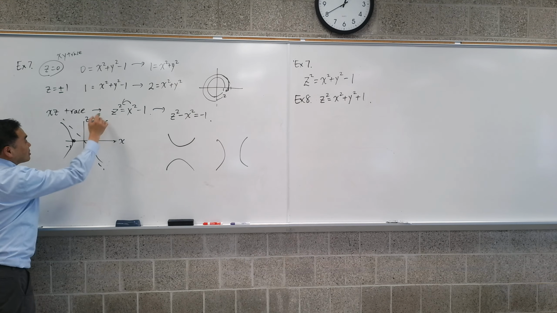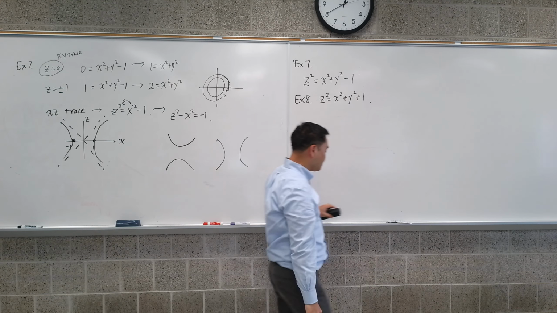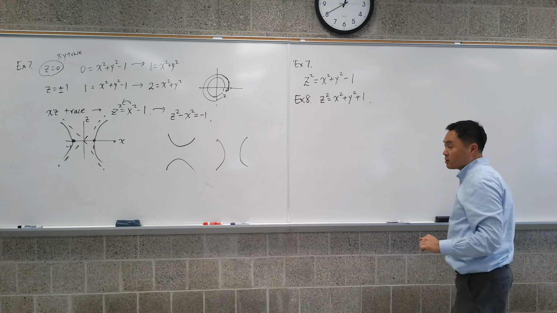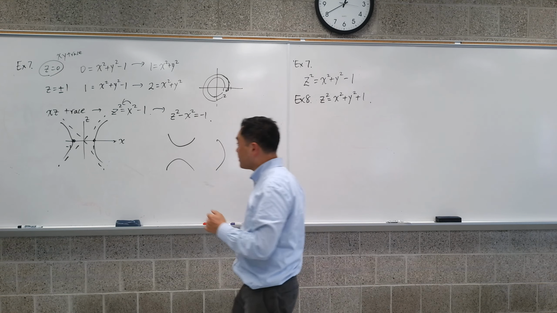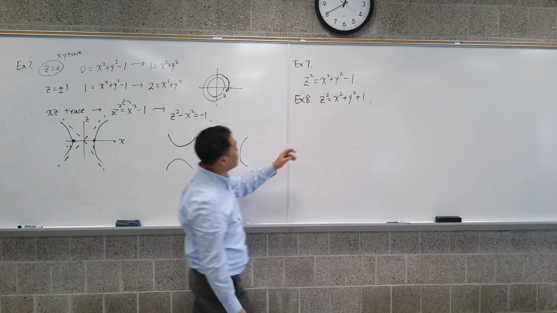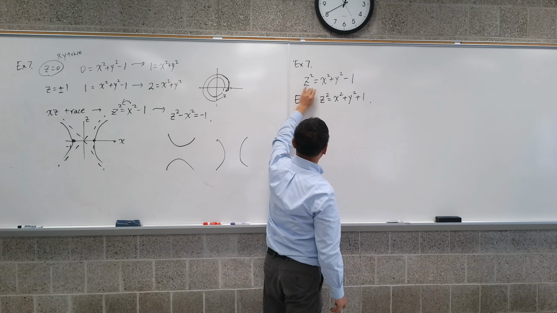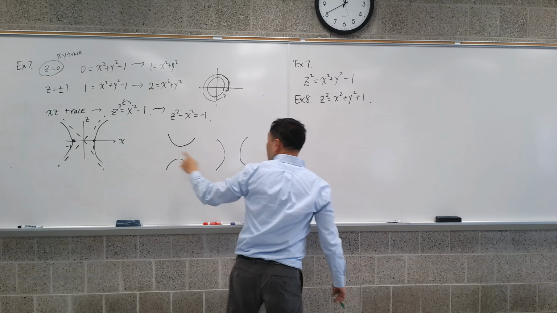Now remember that hyperbolas always have asymptotes, just like that, okay? And because you get the same thing when you do the YZ trace, you get z squared equal to y squared minus 1. You get the same picture.